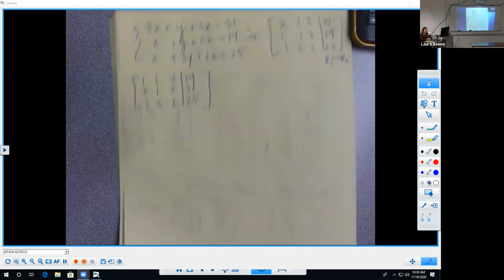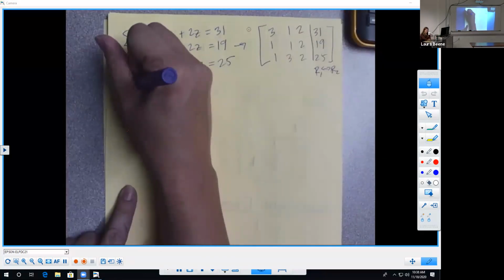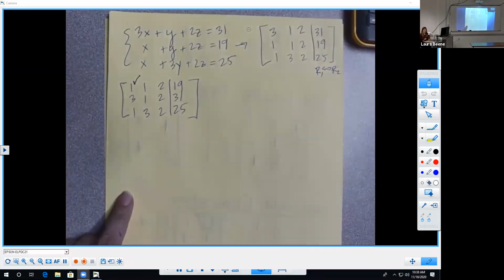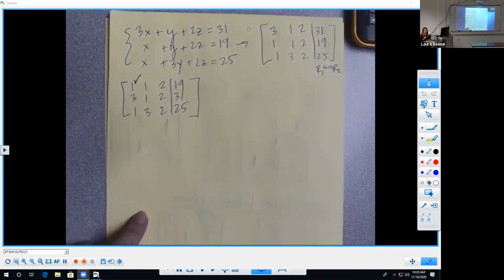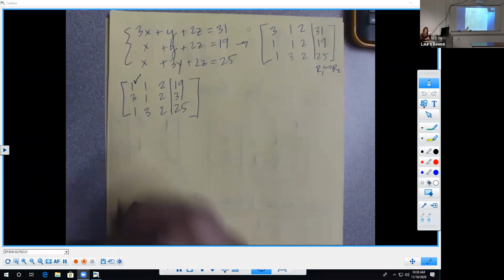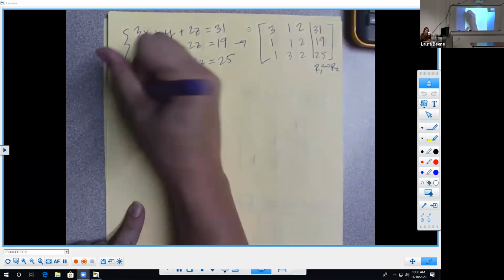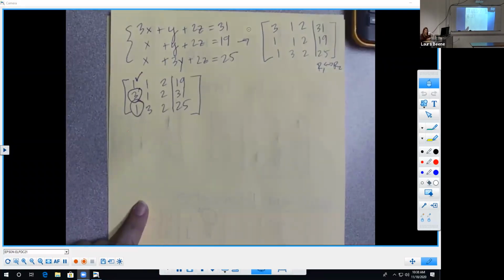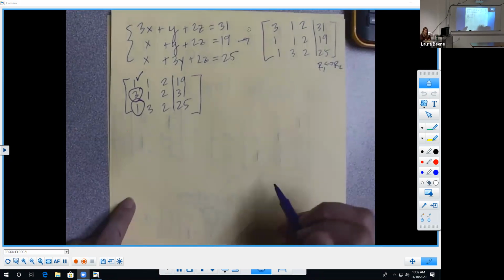Okay, I have my 1 in the correct spot, right? What am I trying to fix now? I need to fix this 3 and this 1. They both need to turn into zeros, right? Because you need to have zeros underneath your 1. As you get a little more comfortable with these problems, you can do this in one step.